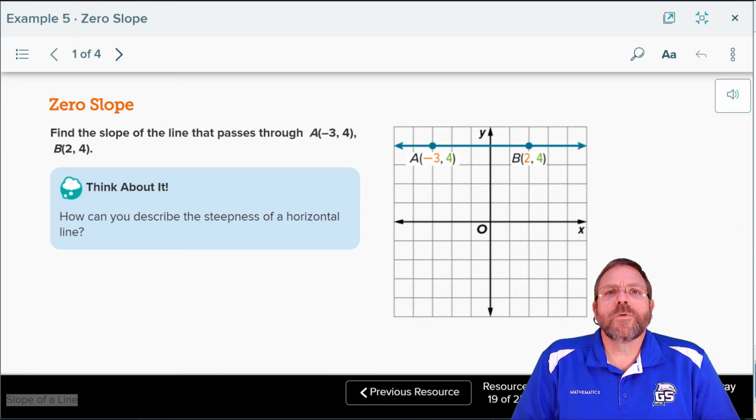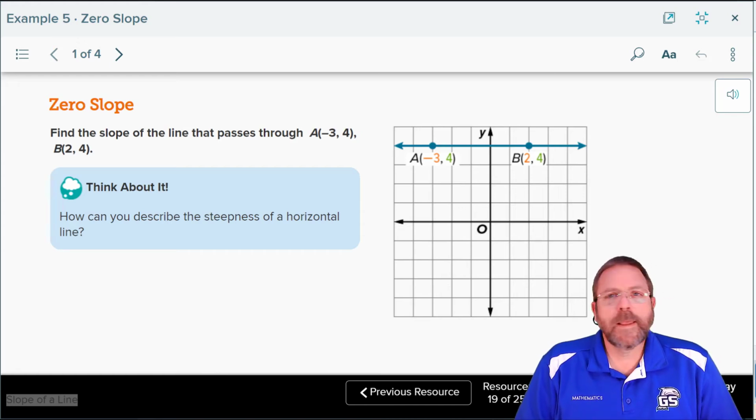Now we get to prove it using math. So we have point A, which is (-3, 4), and we have point B, which is (2, 4).